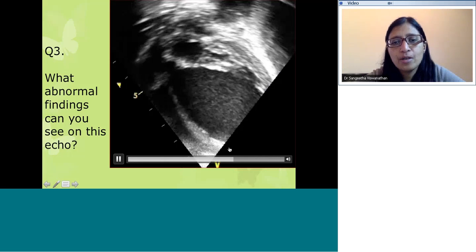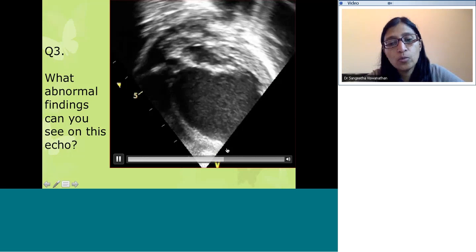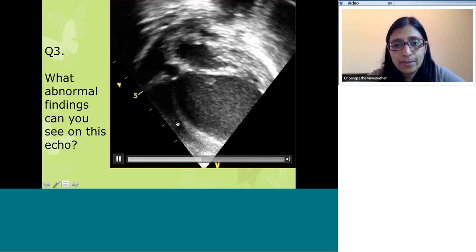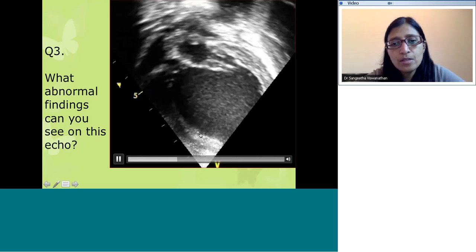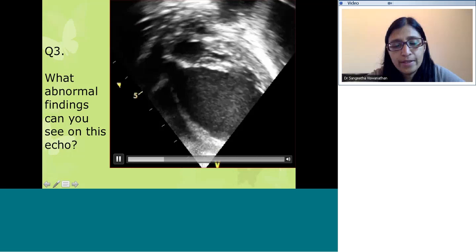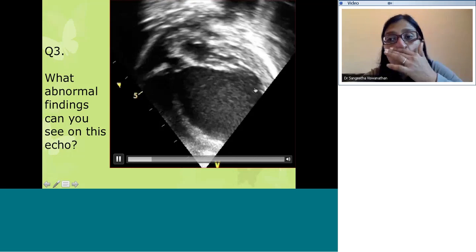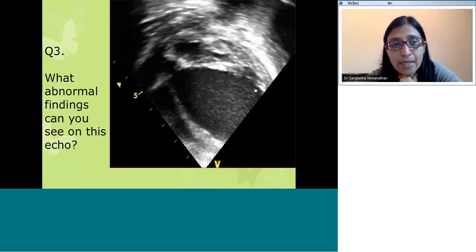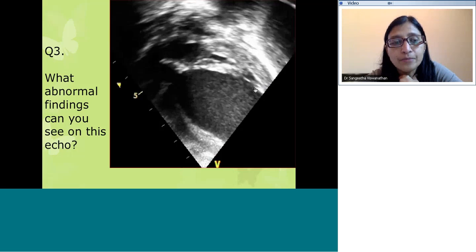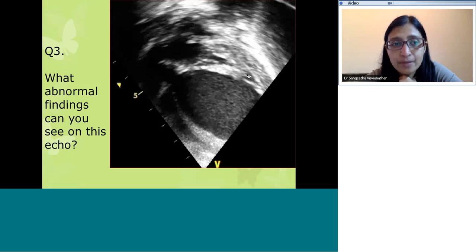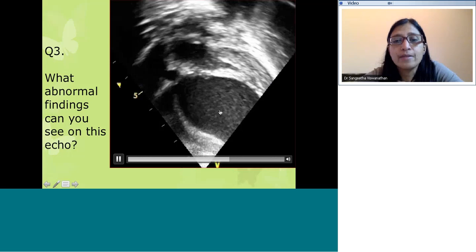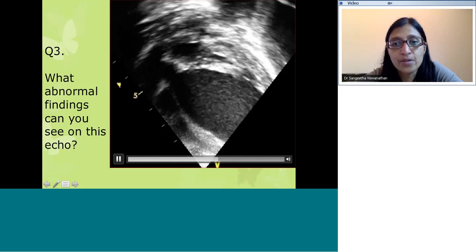Okay, let me just tell you, maybe the view is a little oblique, but this is your interventricular septum, and this is the aortic valve, okay? So this is the dilated LV, correct. So not only dilated, but also dysfunctional, correct, dysfunctional LV, okay. So there is significantly impaired ventricular systolic function.